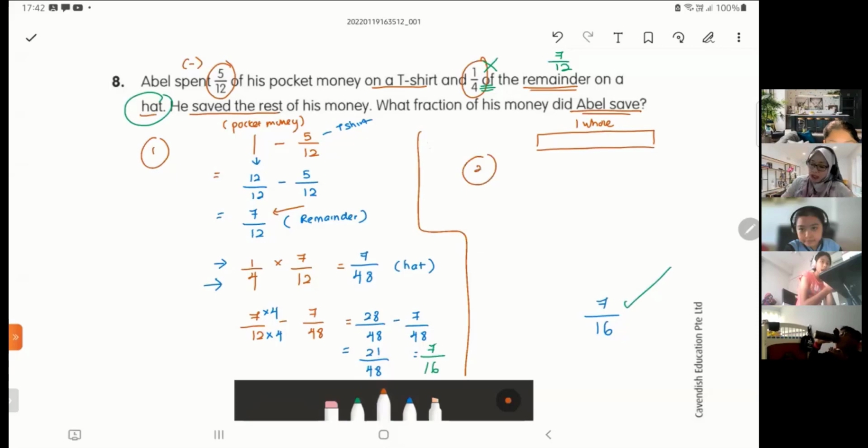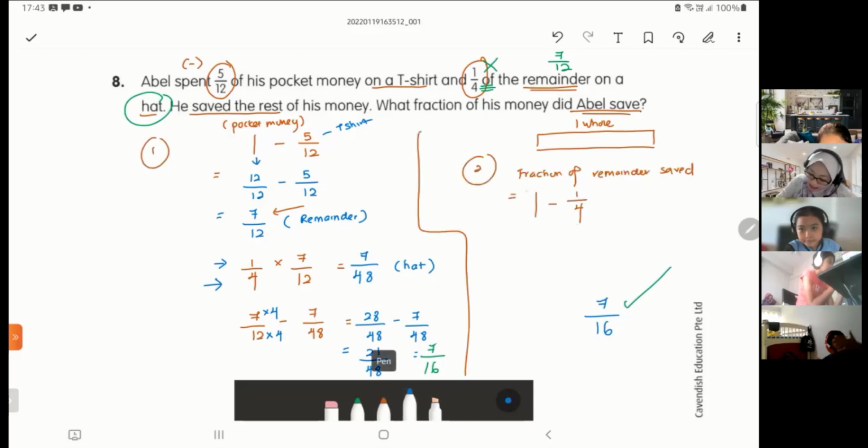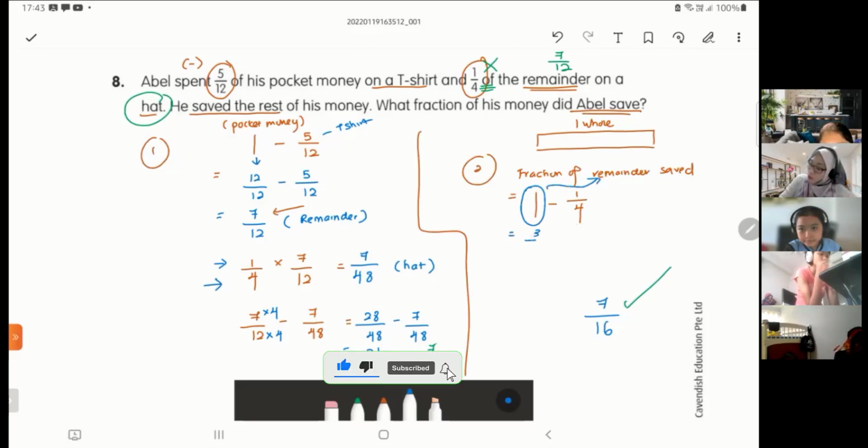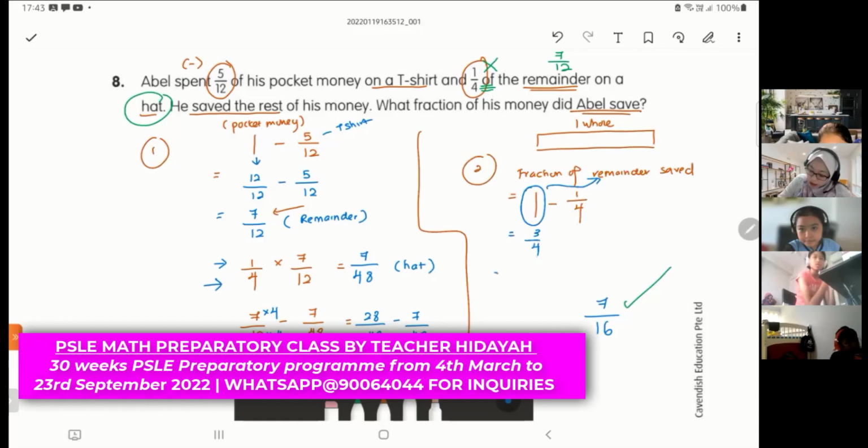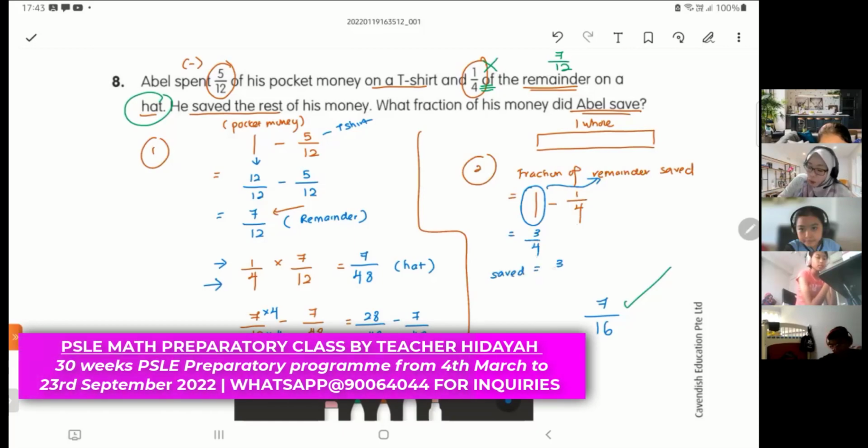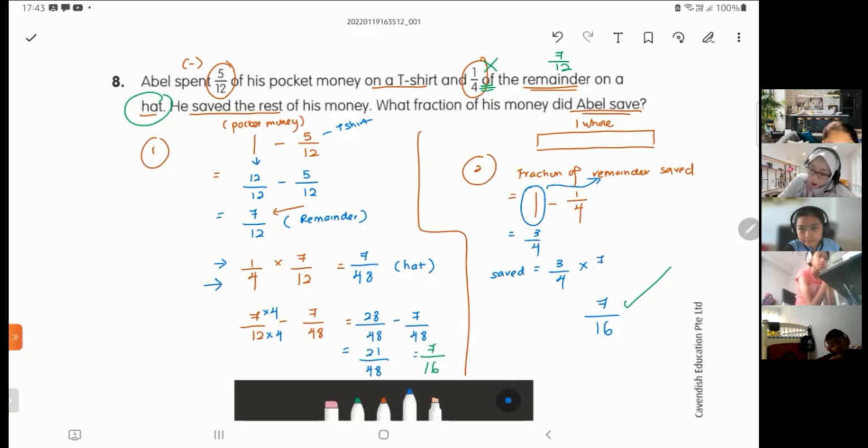Method number 2 is, after you find the remainder, you just find the fraction of the remainder that was saved. So what was saved? 1 whole, take away 1 over 4. Which means I'm representing the remainder as 1 whole. So this will give me 3 over 4. Then to find the savings, I simply take 3/4 times my 7 out of 12, my remainder, which equals 7 over 16 also. This is method number 2. Okay, there are 2 methods to do this, right?